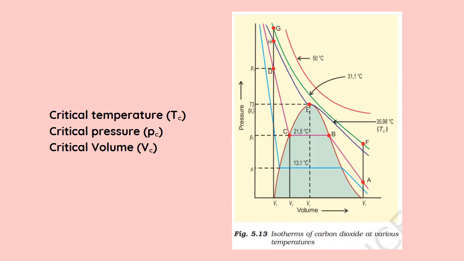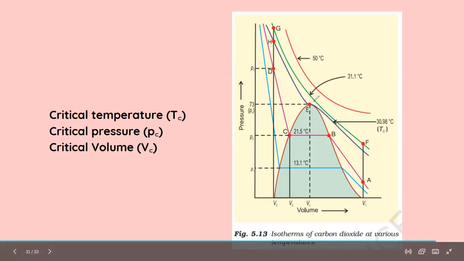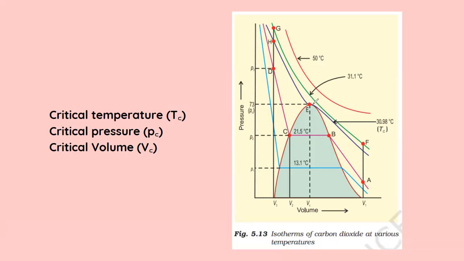Now what happened was, it was concluded by Andrews that gases under compression at constant temperature show behavior similar to that of carbon dioxide. So he noticed that many gases, no matter the different types of gases, showed a similar pattern in terms of their behavior. Now, if you notice over here, what was observed was there is this flat portion at the top, and this point X is at the 30.98 isotherm.